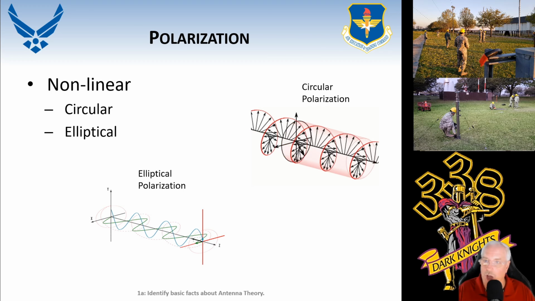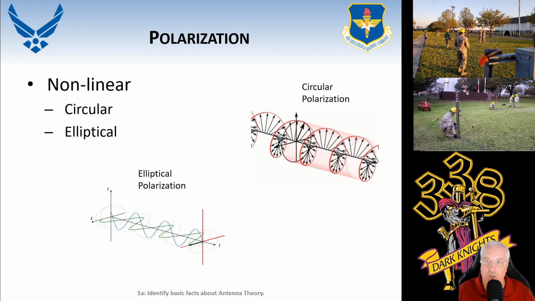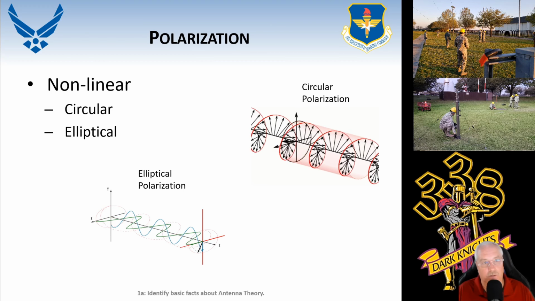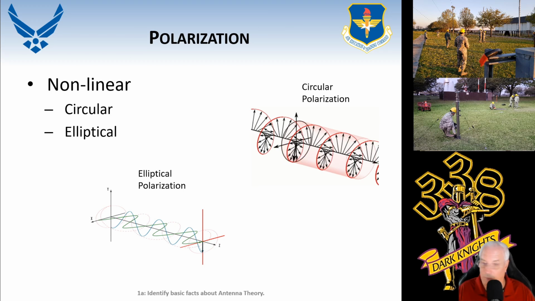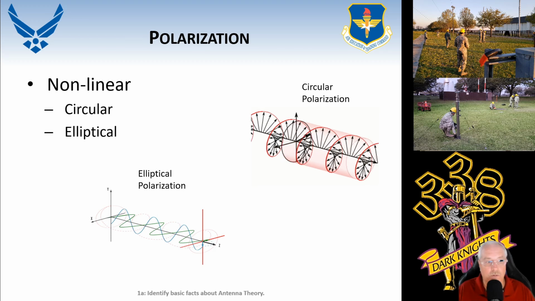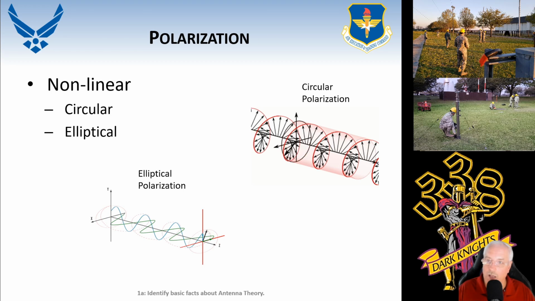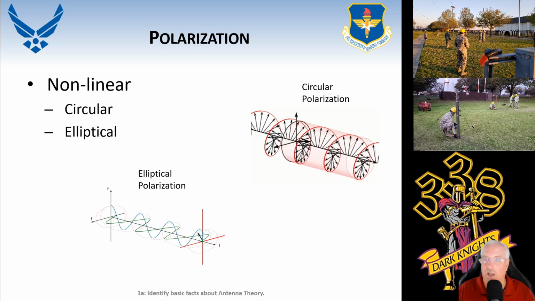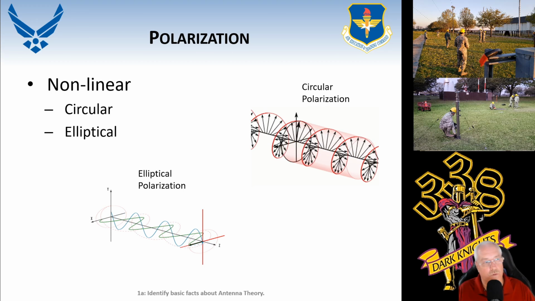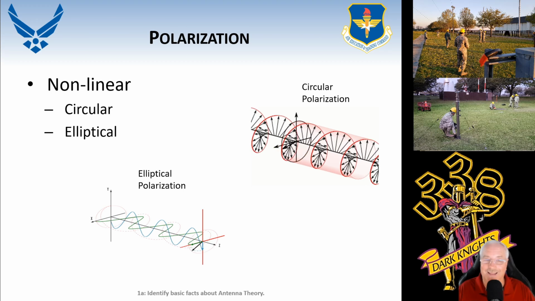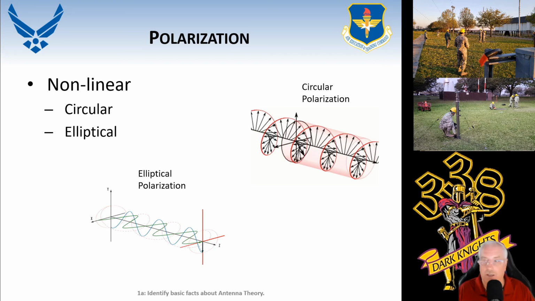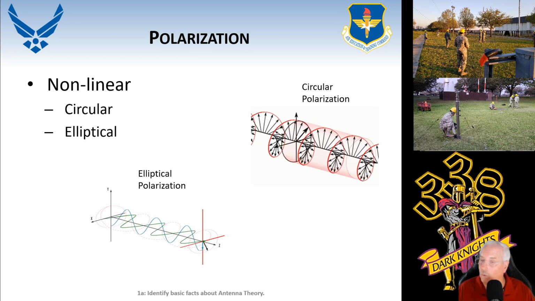We have two nonlinear types of polarizations. They are circular and elliptical. The circular is basically a circle. With elliptical, it's an oval. Now the interesting part is the nonlinear polarization covers both vertical and horizontal, so they can talk to the linear type polarized antennas, both vertical or horizontal.